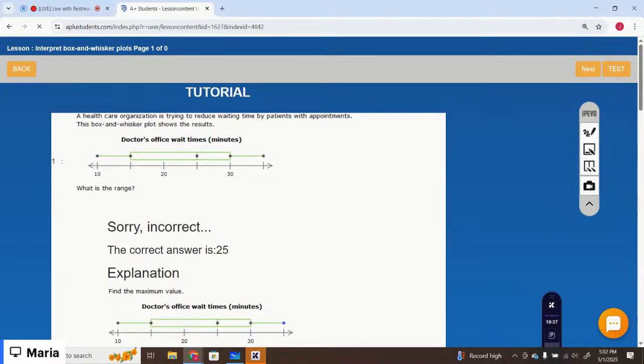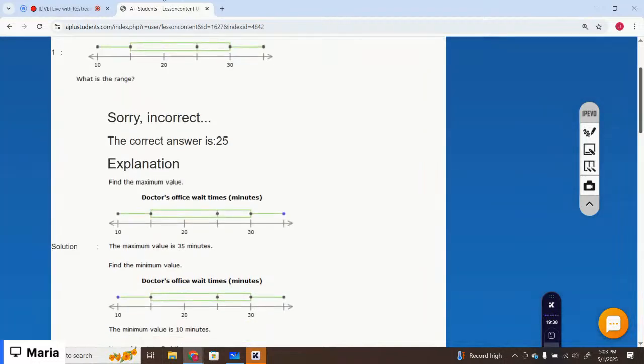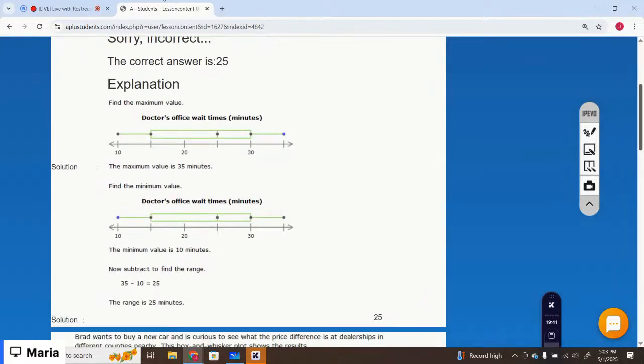A healthcare organization is trying to reduce waiting time by patients with appointments. This box and whisker plot shows the result. What is the range? The minimum value is 10. The maximum value is 35. We need to find the range, so you have to do maximum value minus the minimum value. 35 minus 10, so that is 25. The range is 25.